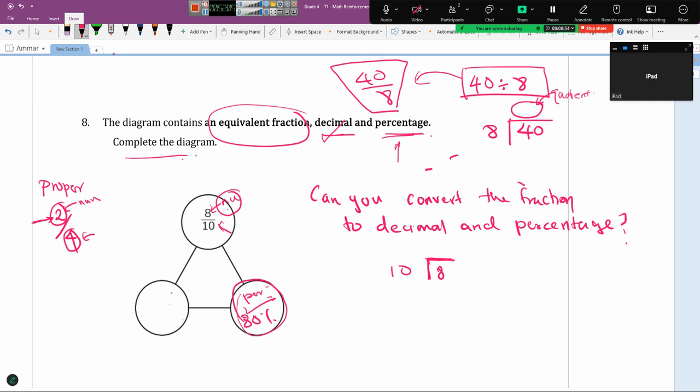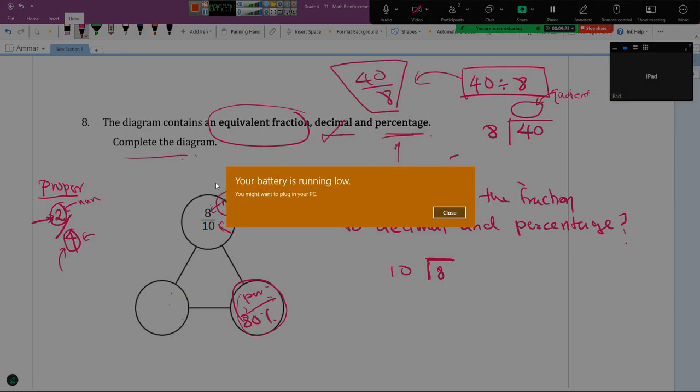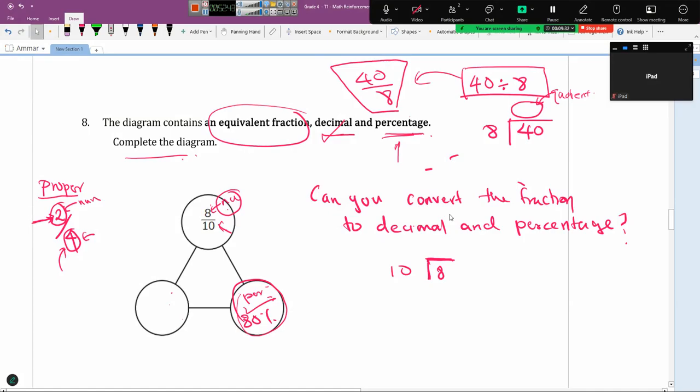So here the numerator is less than the denominator. In terms of value, the numerator is smaller than the denominator. So this is called a proper fraction. Can you tell me some examples of proper fractions?